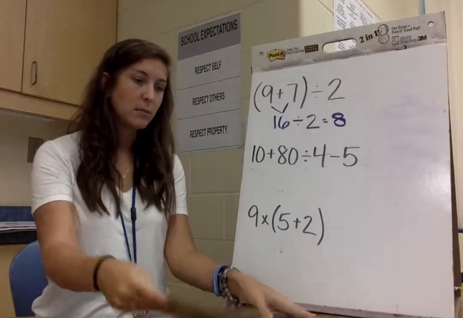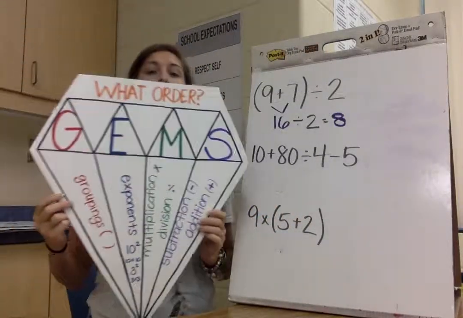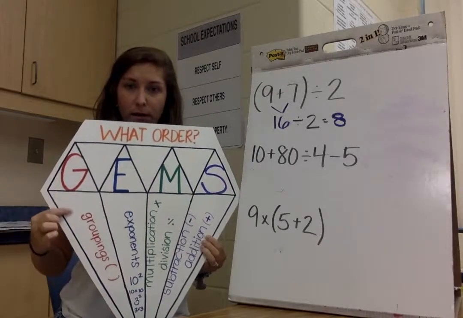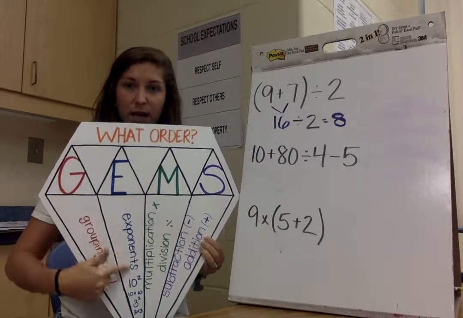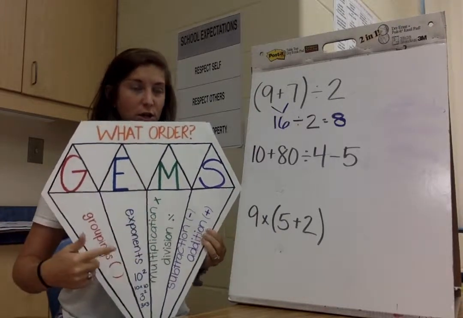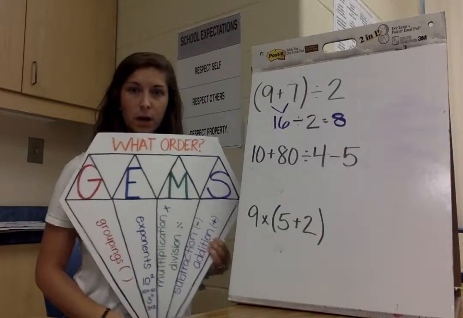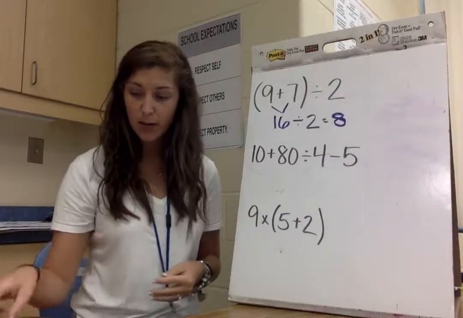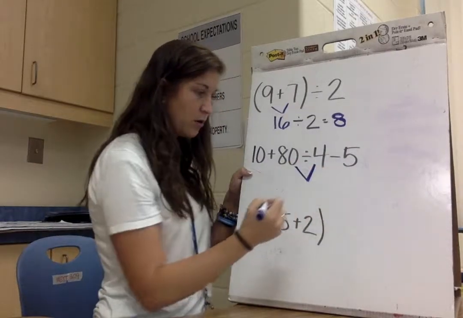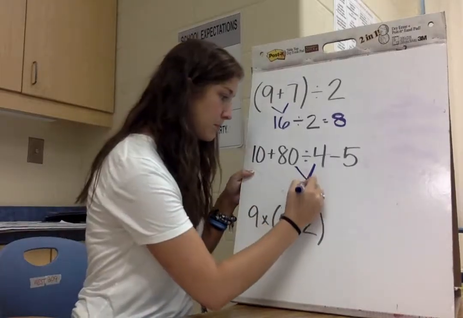So if I look back at my gems, okay, I'm going to hold it right there. There we go. I don't have any groupings, so I can skip that. I don't have any exponents. I can skip that. Multiplication and division. Do I have any multiplication and division in through here? Okay, good, I do. 80 divided by 4 is my division problem. And I know that 80 divided by 4 is 20.